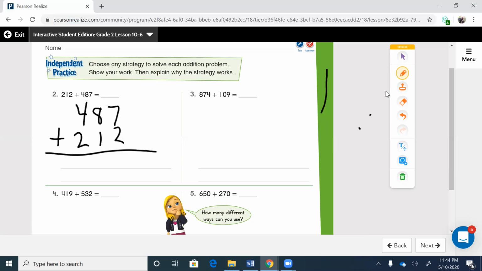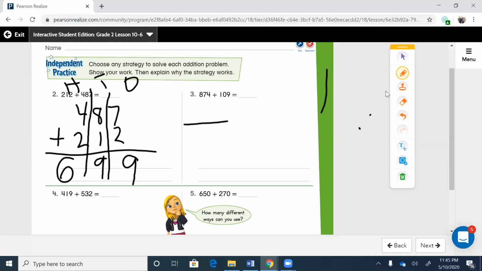Now I'm going to start with the ones. Here, maybe this will help if I did this. Hundreds, tens, ones. All right, 7 plus 2. 7, 8, 9. 8 plus 1. 9. 4 plus 2. 4, 5, 6. 699.